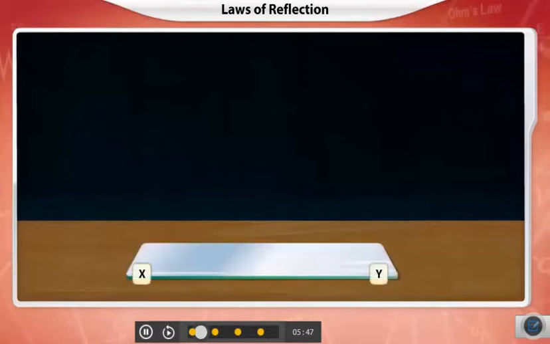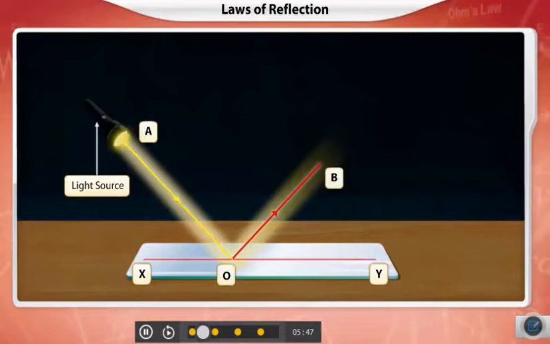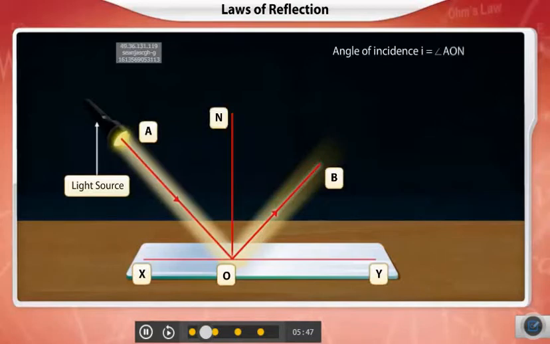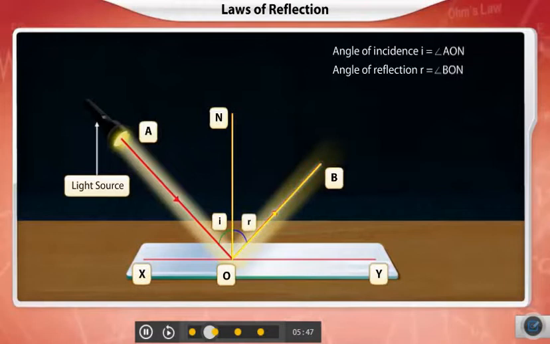Let's assume XY to be a plane mirror coated with silver coating on the underside. Let a ray of light AO be incident on XY. The light is reflected along OB. Let's now draw a normal ON at the point of incidence. The angle AON formed by the incident ray and the normal is called the angle of incidence, or I. The angle BON formed by the reflected ray and the normal is called the angle of reflection, or R.